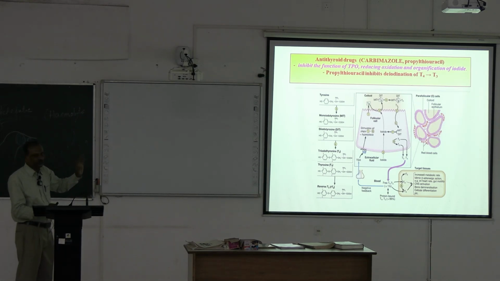Anti-thyroid drugs are two basically used. Carbimazole is maximally used. So what do they do? Basically they inhibit the function of the TPO, reducing oxidation and organification of iodine. So therefore, less hormone will be produced. So it will bring the higher level to a normal level.